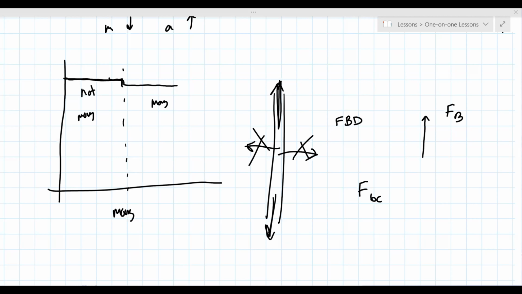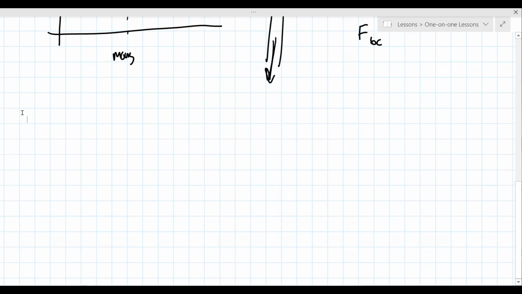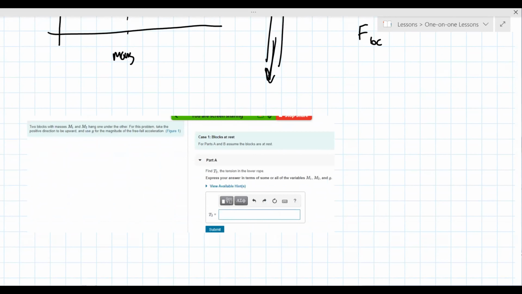All right, two blocks with masses M. Is that the one we're looking at? Yes. Okay. All right, so I'm going to do what I should have done before, which is snip these in. That'll potentially help here. And then we got the figure.